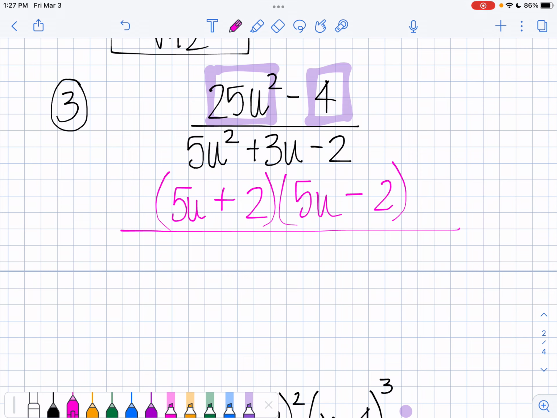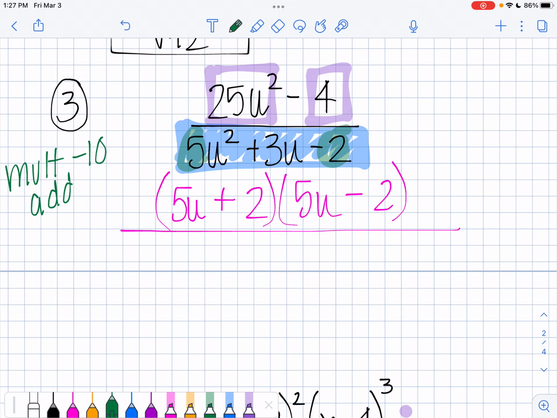Okay, to factor this bottom part right here, this is a little different because I have a leading coefficient of 5. So what you want to do is take the 5 and the negative 2 and multiply them together. I want to know what numbers multiply to negative 10, but add to 3, the number in the middle. Okay, so what multiplies to negative 10? That would be 5 and negative 2, or negative 2 and 5, 1 and negative 10, or negative 1 and positive 10. But I want to add to positive 3, that's going to be these guys.